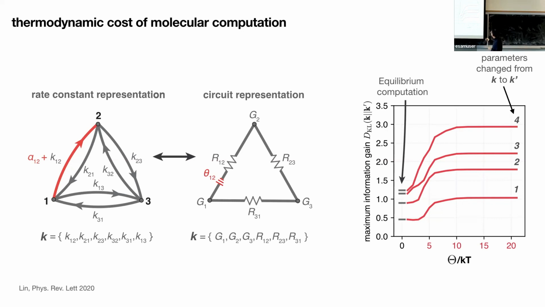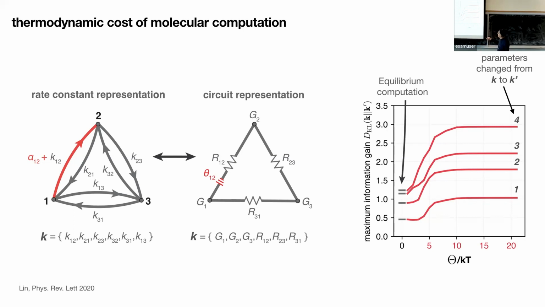So what this plot is showing is that if I generate a bunch of different examples of the three-state system, where I can mess around with the free energies and the resistors, but I'm always keeping this theta fixed, then as a function of theta, I'm asking how much information gain can I have upon a computational change? And here's the value if theta is 0, so I can have equilibrium computation as expected.